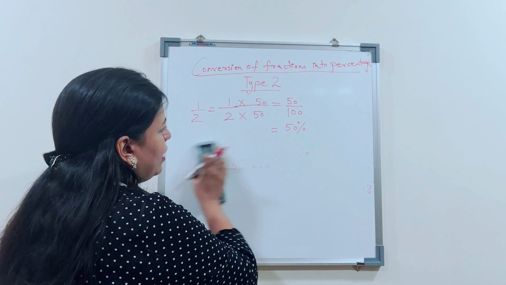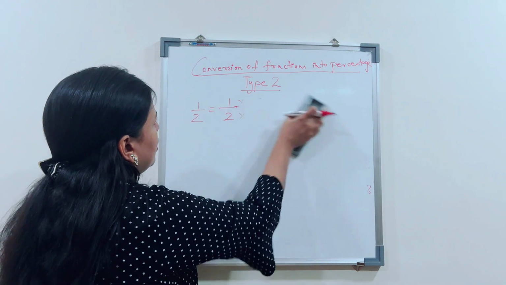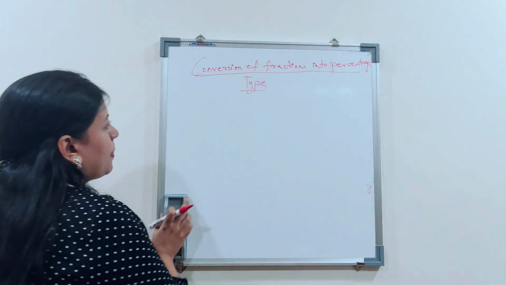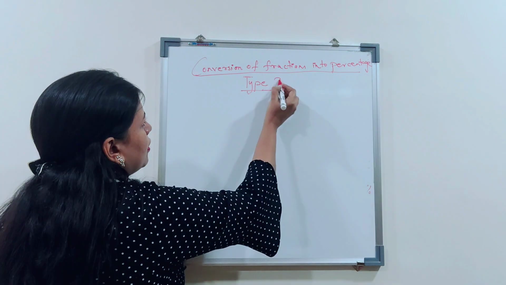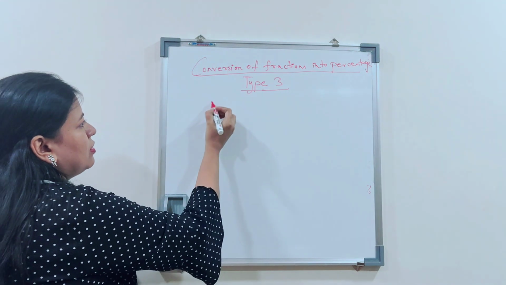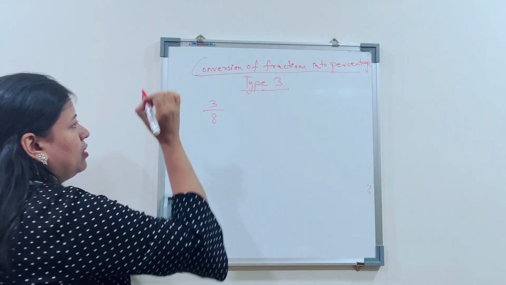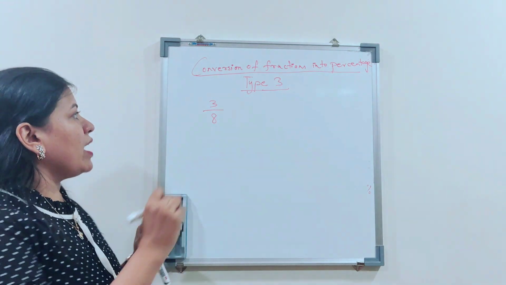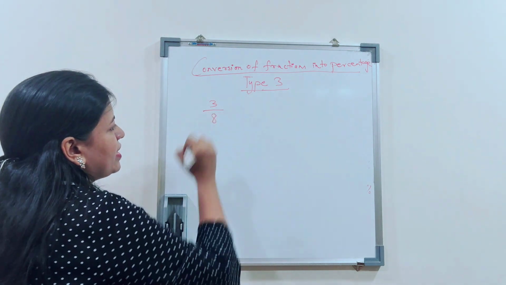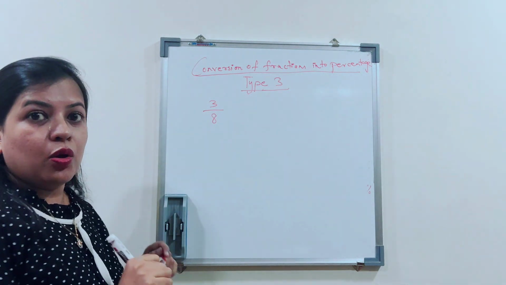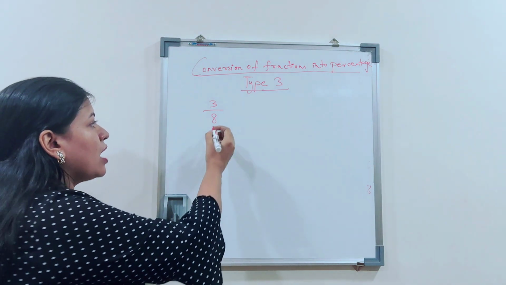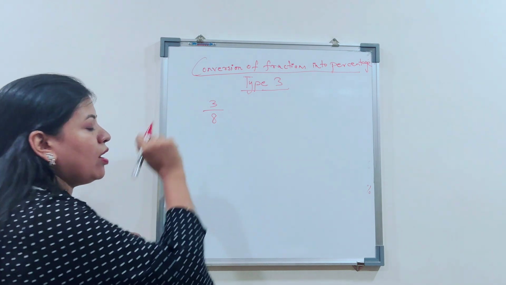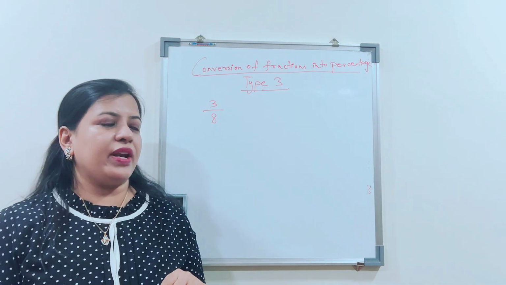Now, let's move to another type, type 3. Say we have a fraction 3 by 8. Now, can we convert this fraction into an equivalent fraction where the denominator is 100? Is it possible? No. Why? Because 100 is not divisible by 8. So, what do we do? We cannot write it as another fraction with denominator 100.